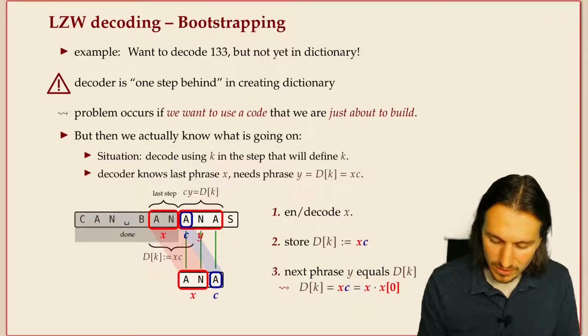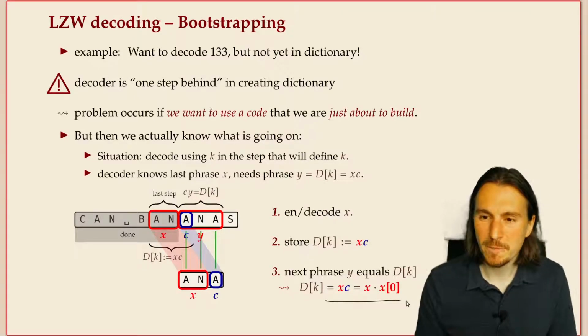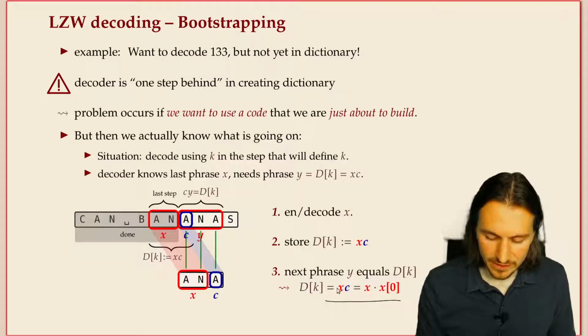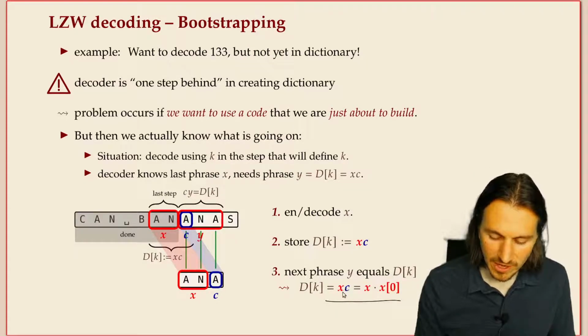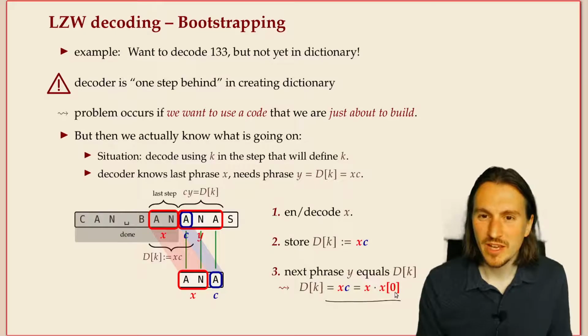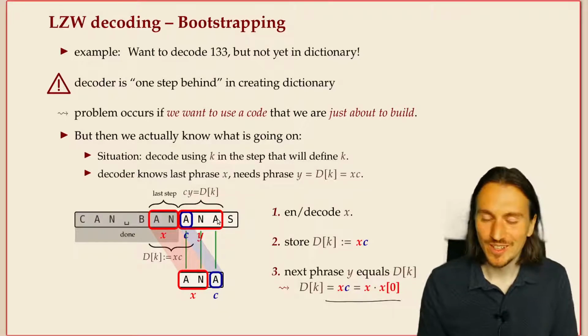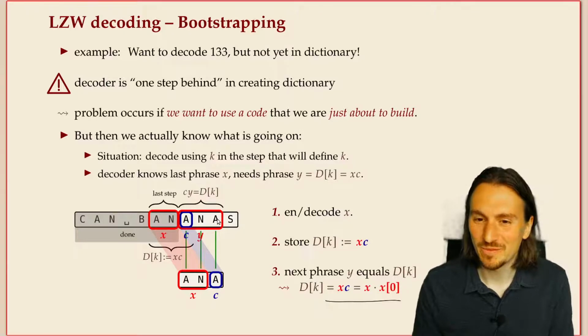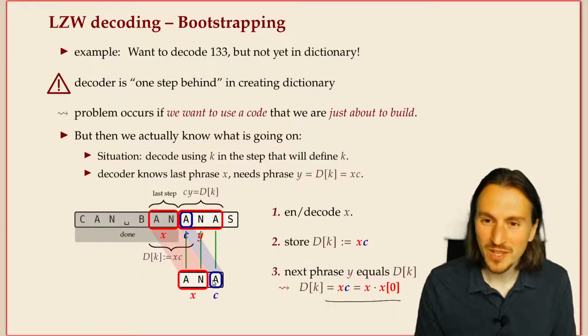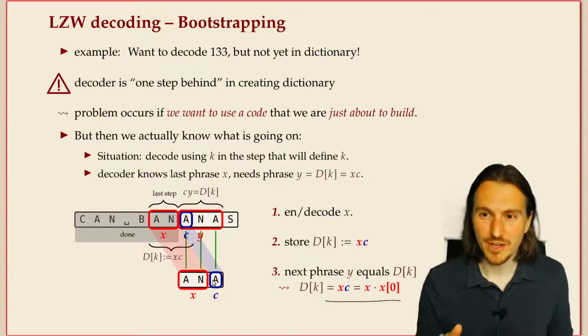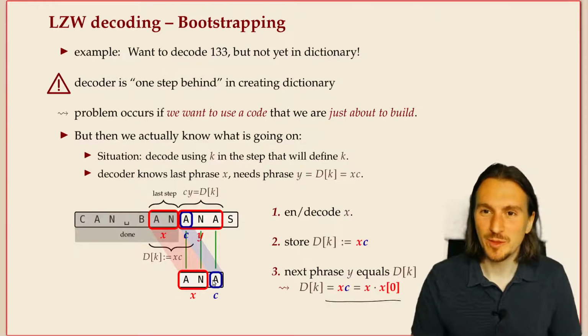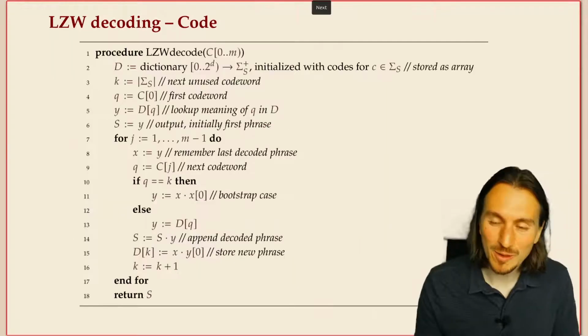So we know this, that the next entry in the dictionary, xc, must actually be x followed by the first character in x. So it always has this little self-similarity in it because of this overlap. So this situation can arise. It can happen, as we've seen in the example, but if it arises, we actually know what to do. So it's not a problem after all.